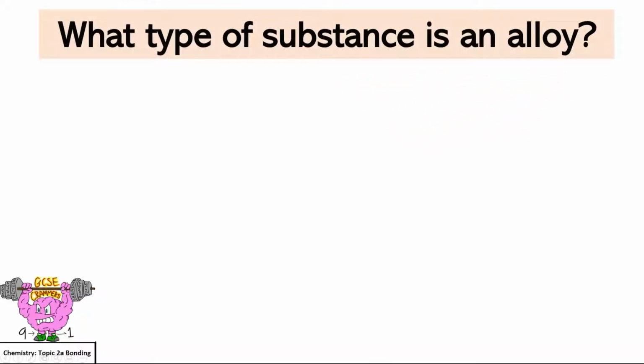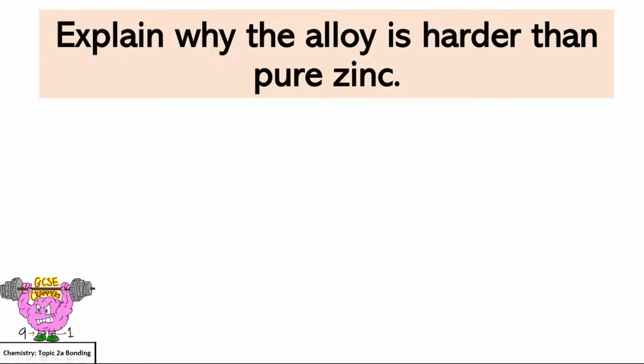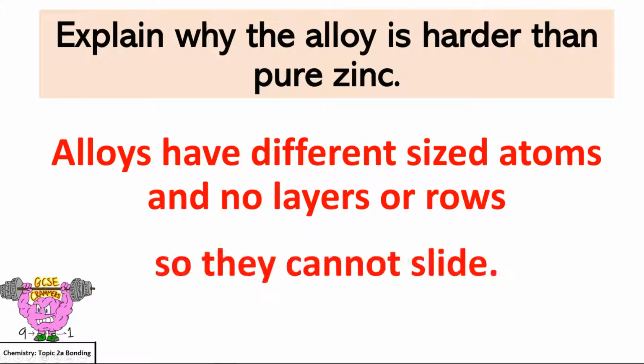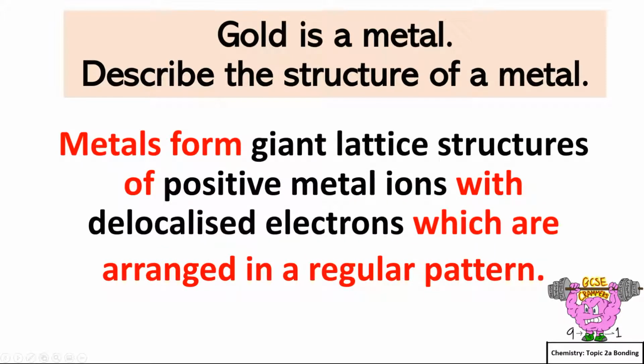What type of substance is an alloy? A mixture of 2 or more metals. Explain why the alloy is harder than pure zinc. Alloys have different sized atoms and no layers or rows, so they cannot slide. Gold is a metal. Describe the structure of a metal. Metals form giant lattice structures in which the atoms are arranged in a regular pattern.